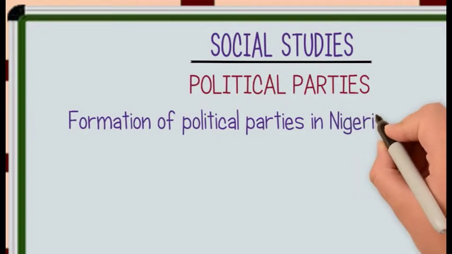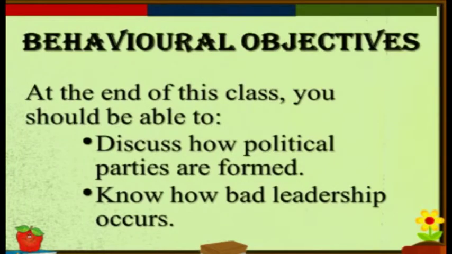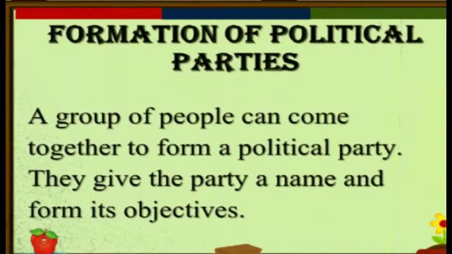At the end of this class, I expect that you should be able to: one, discuss how political parties are formed in the country, and two, know how bad leadership occurs. Those are the two objectives of our study today. Now, formation of political parties. How do political parties get formed in the country?